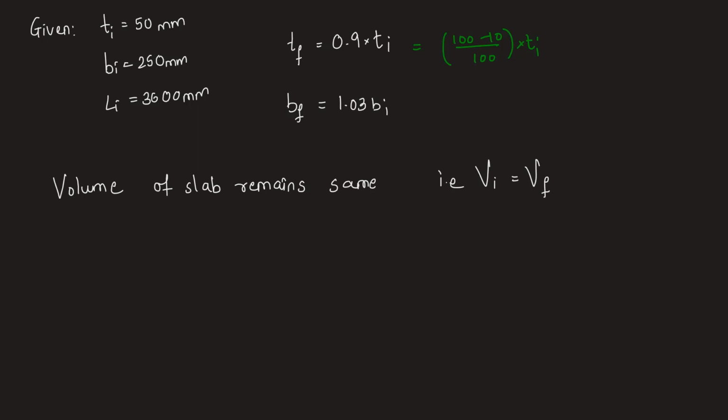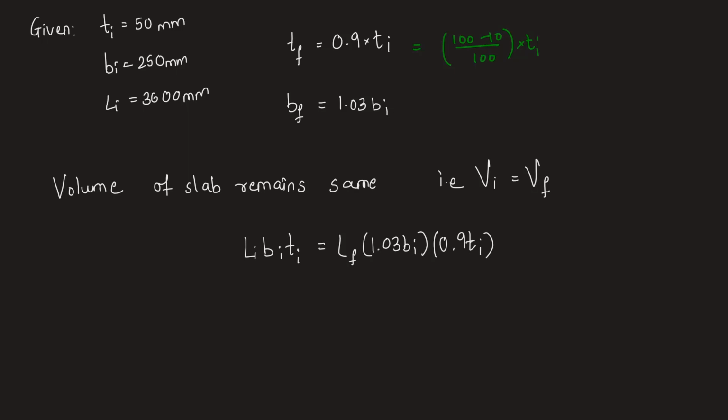Initial volume can be written as Li into Bi into Ti. Because this is a slab, the geometry is cuboidal, so we take the volume as length into breadth into thickness. This will be equal to, let the final length be Lf, final width 1.03 times Bi and final thickness 0.9 times Ti.